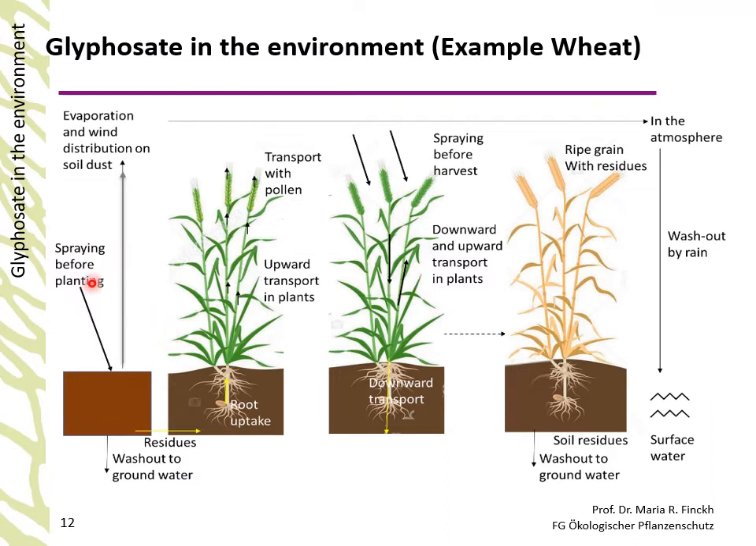What happens in the environment? That depends. If spraying is done before planting, you would see some weeds that will, of course, be sprayed. You may get some washout to the groundwater. It will evaporate, and there is wind distribution via the soil and dust. There is some root uptake of glyphosate through the roots of plants. So if glyphosate is in the ground, plants will take it up. This is why you have to wait after spraying for a while. Then it would be transported in the plants and may even get into the pollen if it's GMO plants.